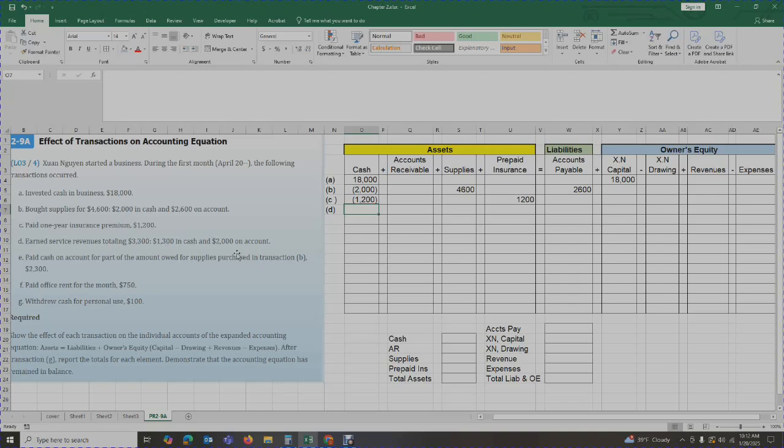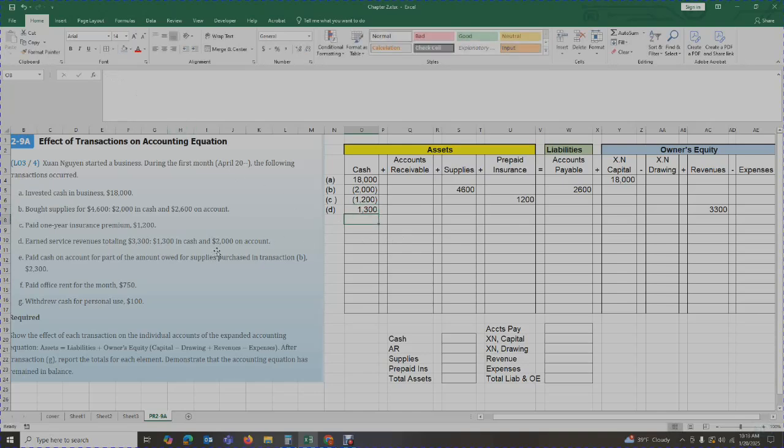So let's record our transaction for letter D. It says we earned service revenues for $3,300. So what did we generate? We generated revenues. Okay, so we're going to add our $3,300 of revenues. Now it says here that we collected $1,300 in cash. So because you collected $1,300, that means you have more cash. So $1,300 cash increases. Okay.